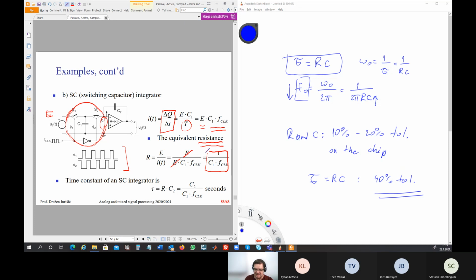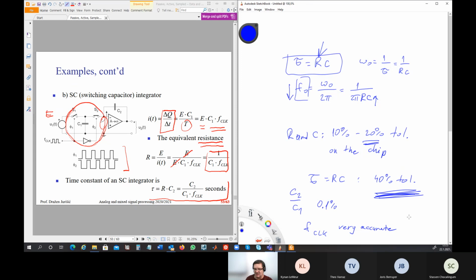Then if we put this here and we have C2 and C1, you will have the following very important equation for the time constant. Is the time constant so bad like here? No, not at all. Why? Because we have C2 over C1, which is the ratio of two capacitors. It's not 20%. It's probably 0.1%. That's very good. And then we also have F clock. This is also very accurate.